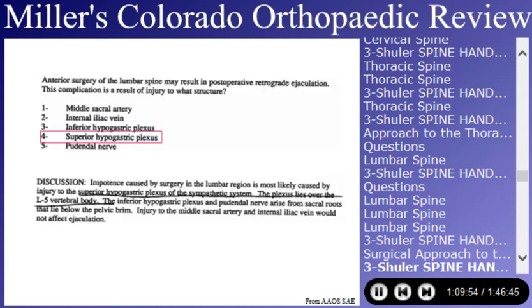Which one is it? Anterior surgery of the lumbar spine may result in post-operative retrograde ejaculation. What structure? Superior hypogastric plexus. Please know that. It lies over L5. Okay, so your anterior interbody fusions, be very careful about that.